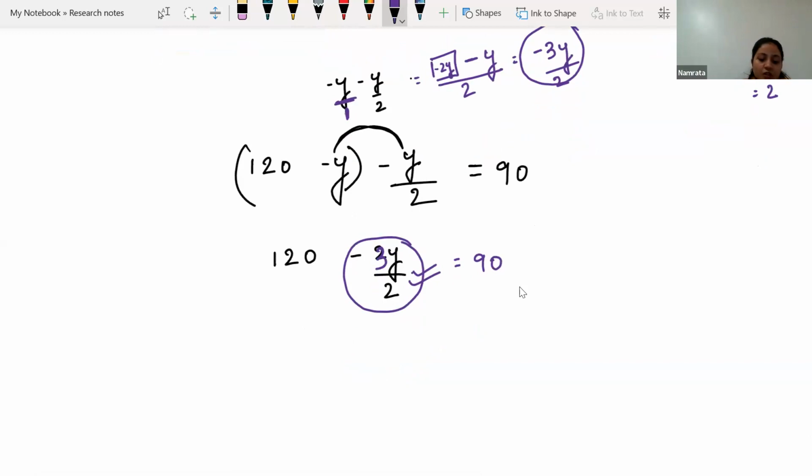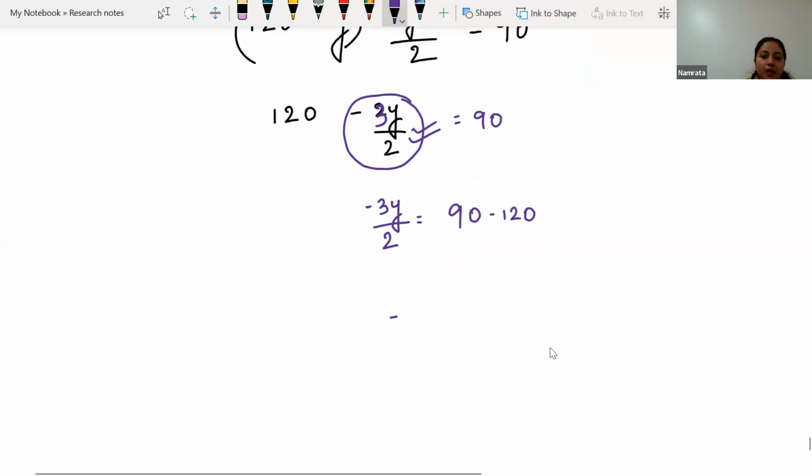Same process we will repeat here. After that, you have sent this 120 to the other side. So minus 3y by 2, I am keeping it over here and shifting 120 to the other side, so it became 90 minus 120. Now it became minus 3y by 2 is equal to 90 minus 120, that means minus 30.